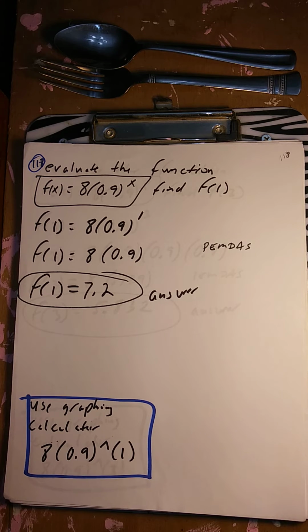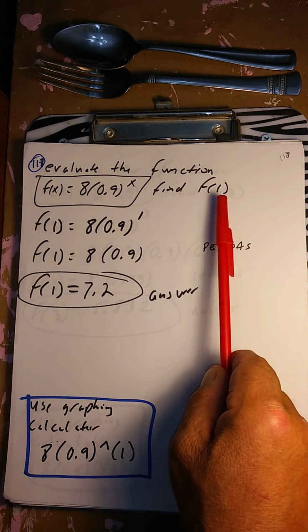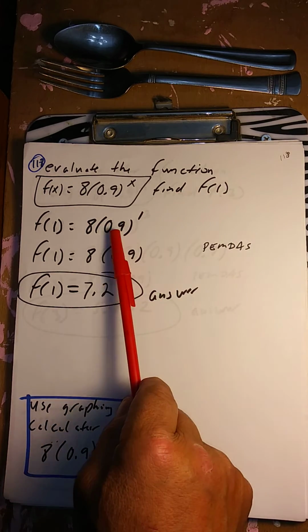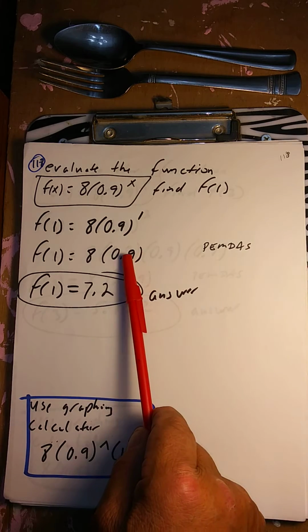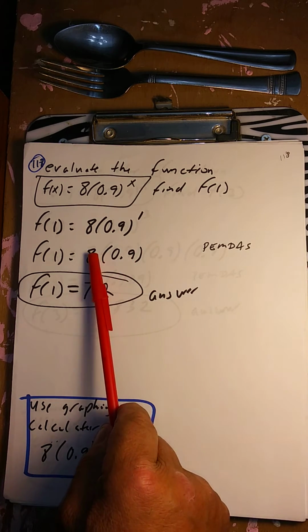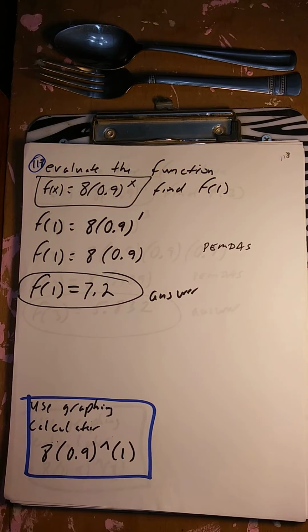All right, evaluate the exponential function. Again, another one, 1. So put a 1 in there. So we're going to have 0.9 to the 1. That's going to be 0.9 to the 1 is just 0.9. Yep. And that 8 times 0.9 is 7.2.